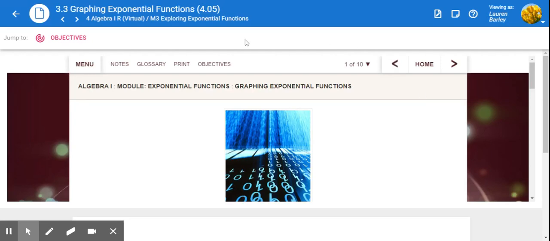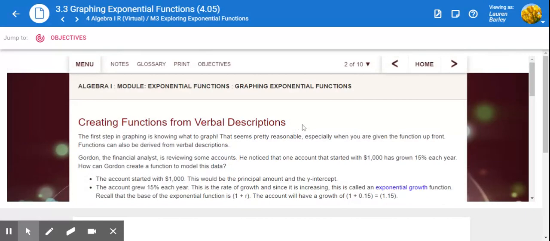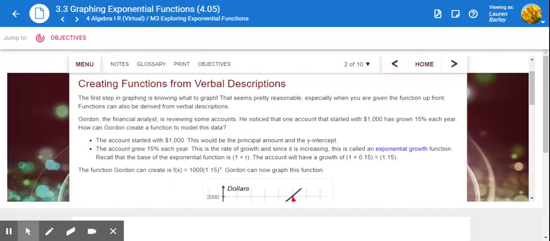Hey guys, we're going to go through lesson 3.3, which is all about graphing exponential functions. All right, we are going to just be creating some functions from verbal descriptions.